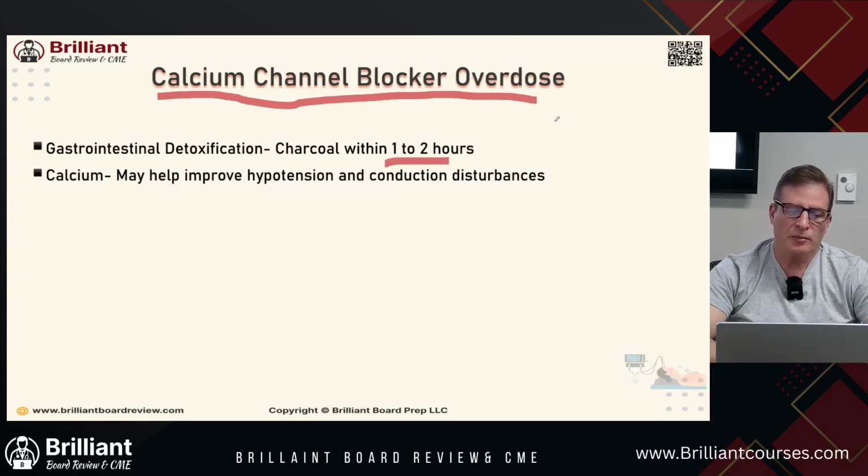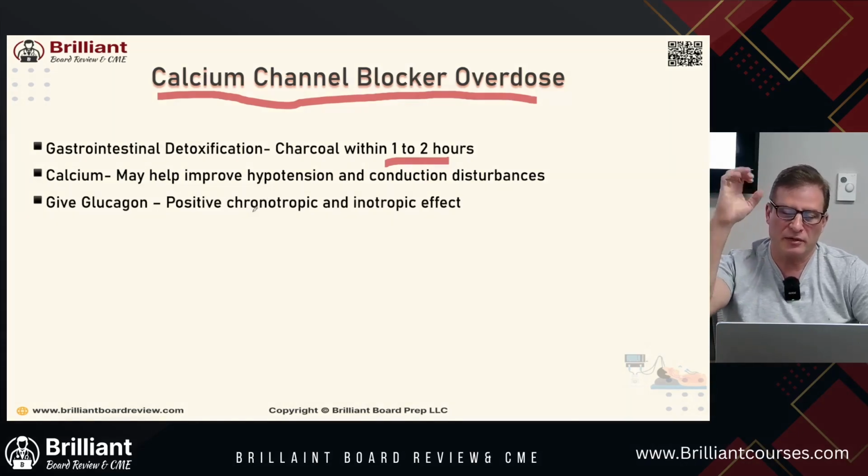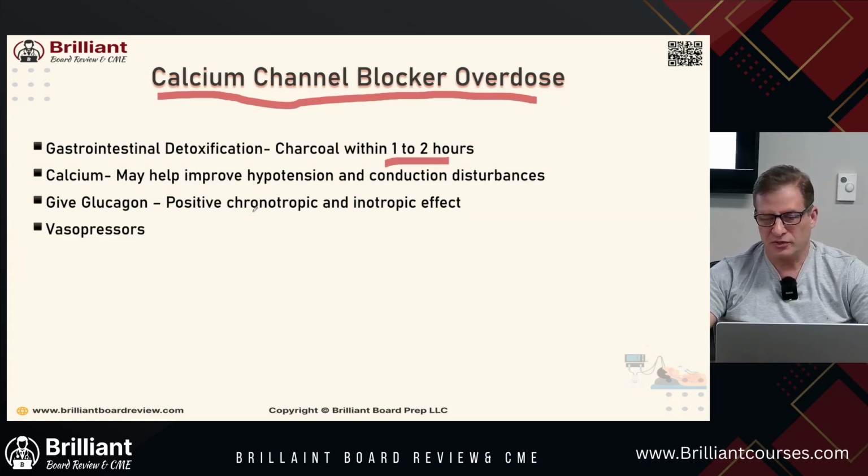Calcium will help improve hypotension and conduction issues. Think about it. Calcium channel blockers, you give calcium. Glucagon gives the chronotropic and inotropic effects. It's going to speed the heart and make the heart squeeze better. Vasopressors, as we discussed.